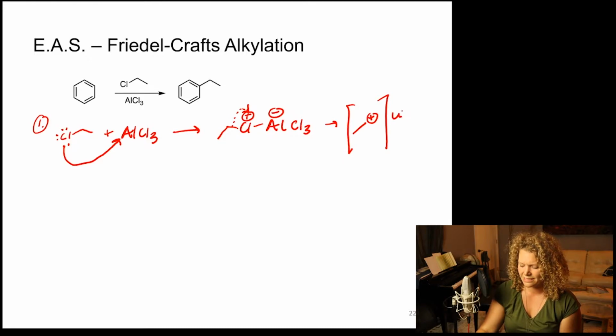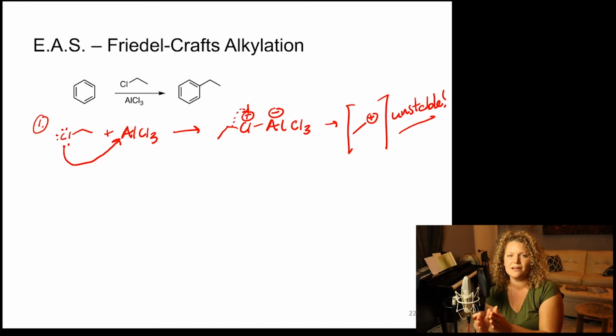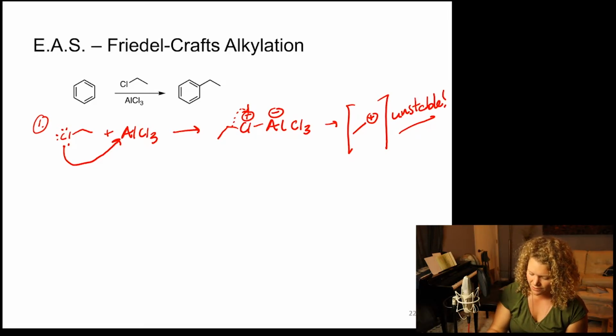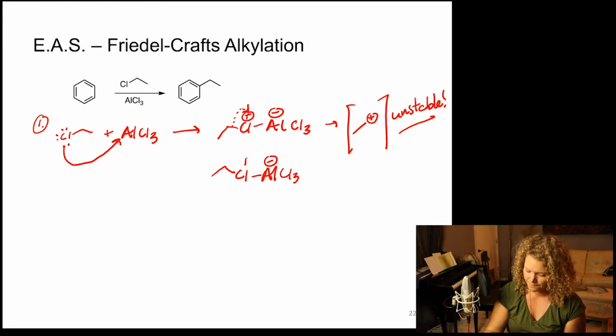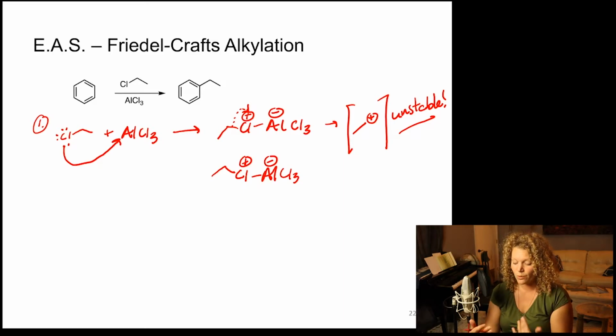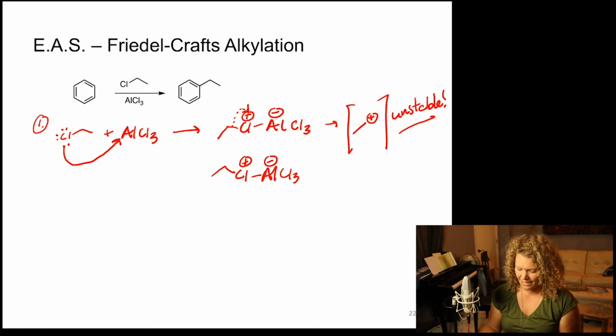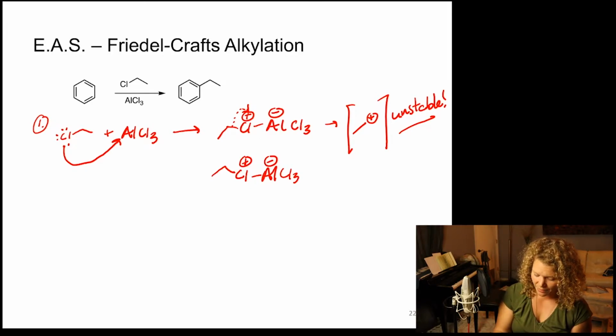But we know that this is unstable. So in this case, if you form a primary carbocation, you won't draw this cleavage of the chlorine carbon bond. So instead of drawing this, we're going to use our complex here that is still bound to our Lewis acid. So this will be our active electrophile in this case. We will go through an example where you'll get a more stable carbocation in this video. All right, we formed our electrophile.